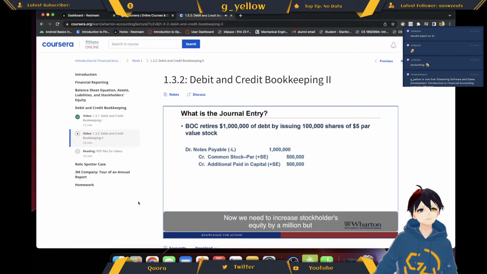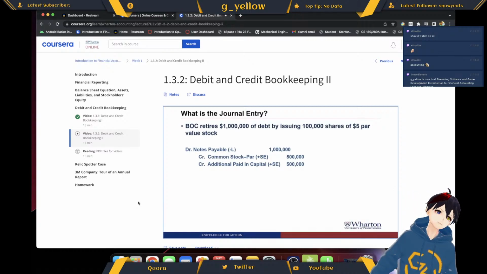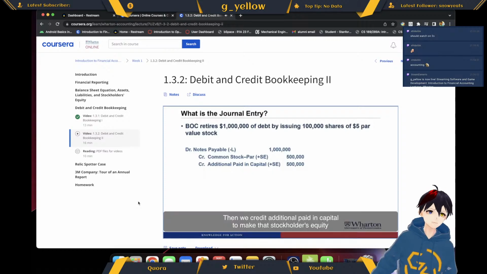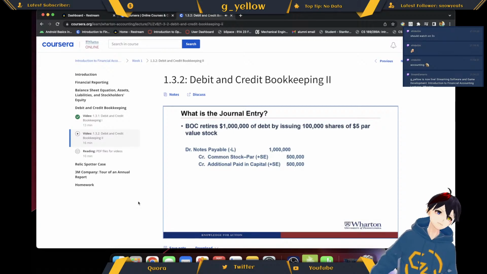Now we need to increase stockholders' equity by $1 million, but we have to split it into the common stock and the additional paid-in capital. So common stock at par goes up by the par value. So we credit common stock to make the stockholders' equity go up for $500,000, which is 100,000 shares times $5 par value. Then we credit additional paid-in capital to make that stockholders' equity account increase. And we know the amount has to be $500,000 because we know our debits have to equal our credits.